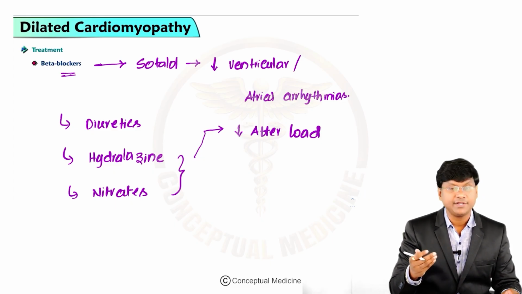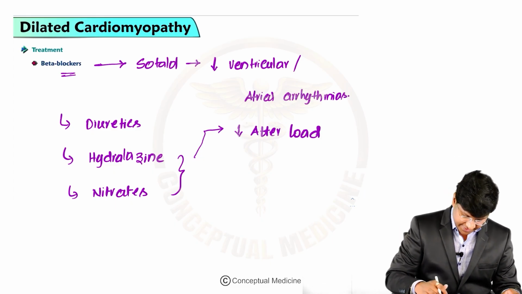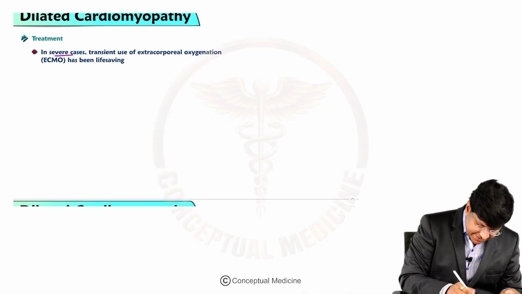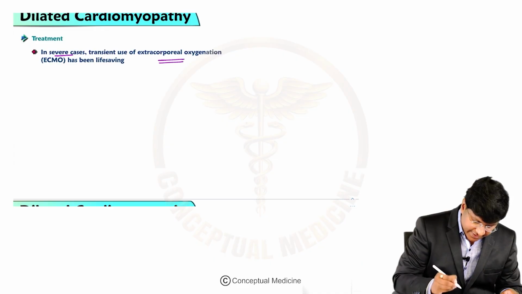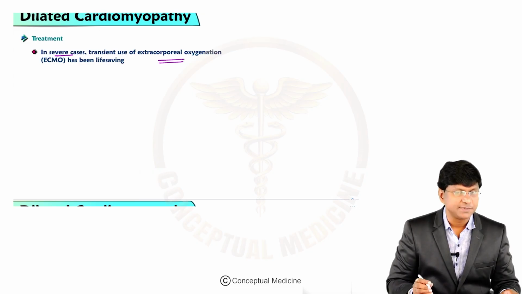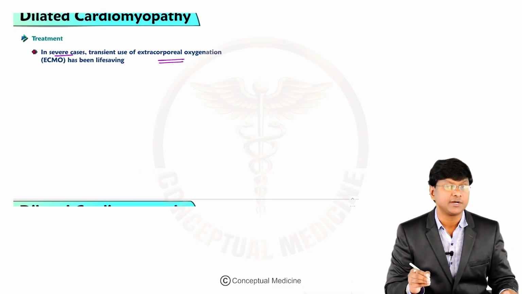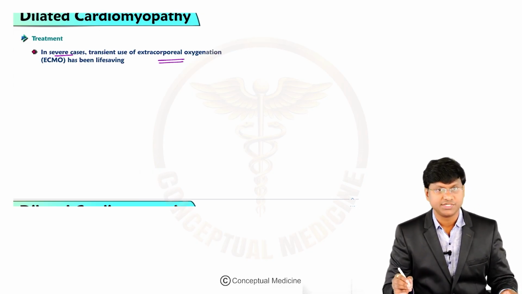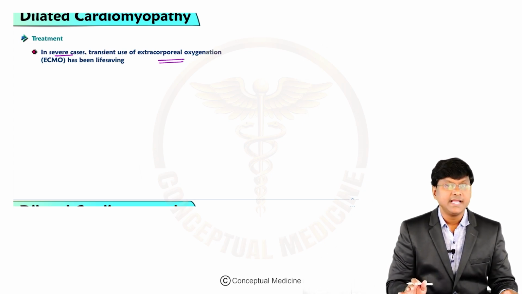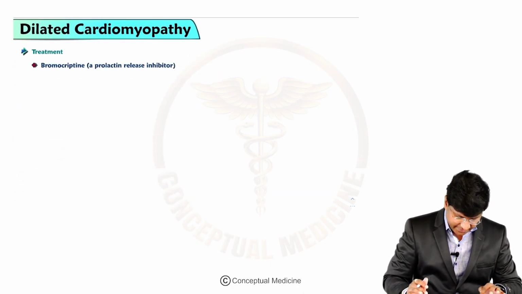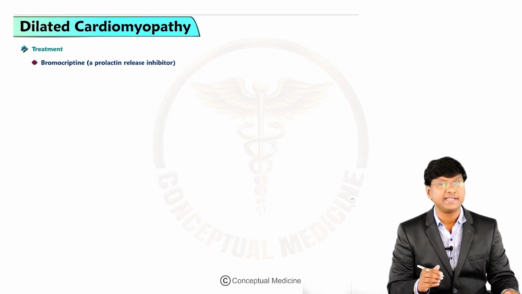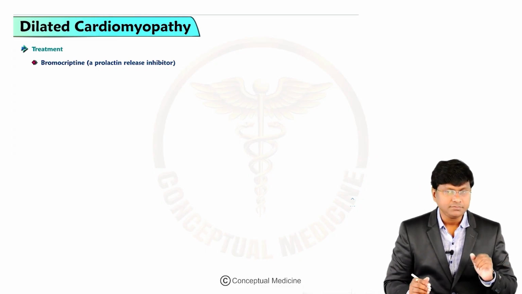But when the severity of the disease increases, in severe cases, transient use of ECMO has been life-saving, right? And what is this particular ECMO? That is extracorporeal membrane oxygenation. This has been found to be life-saving in severe cases. And apart from that, we have another very important drug, that is bromocriptine, which is a prolactin release inhibitor, right?